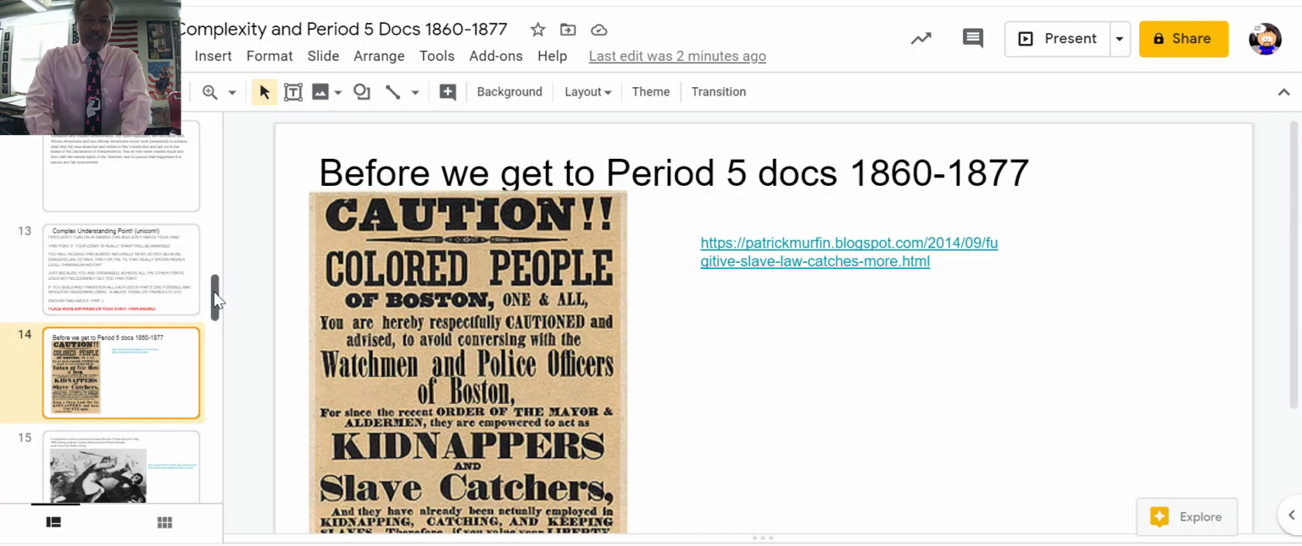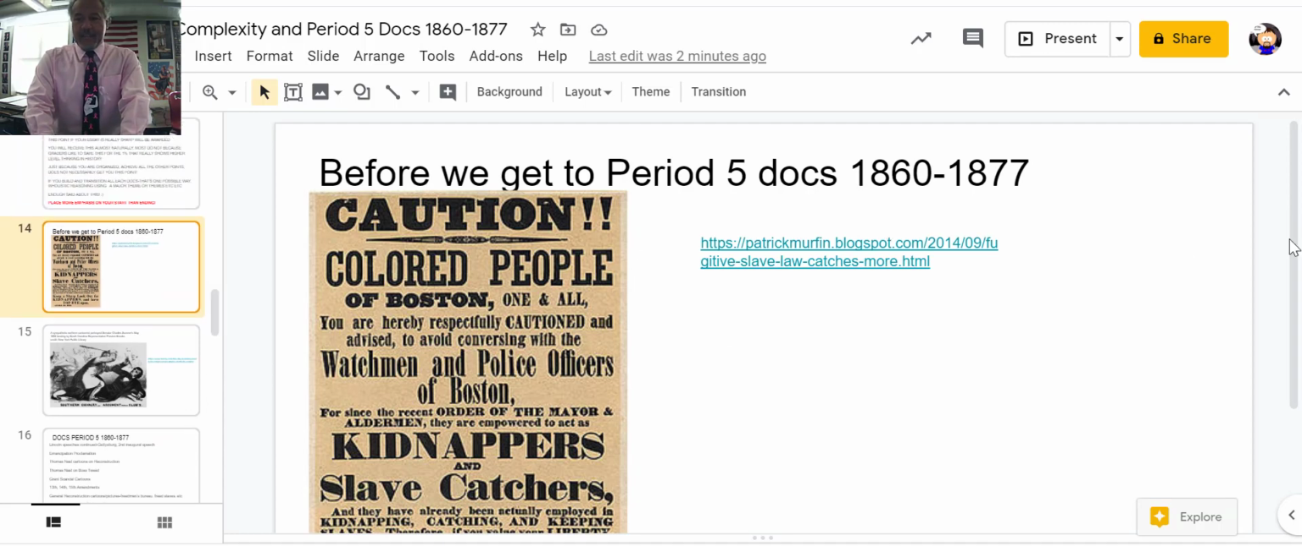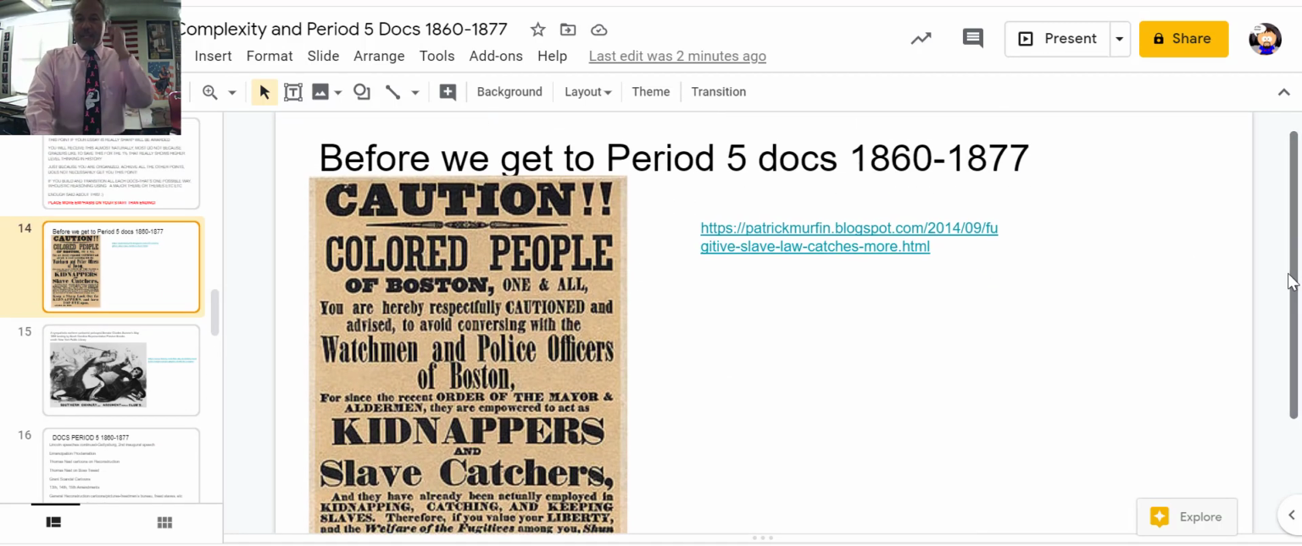Now, before we get started, probably a couple of documents that should have been talked about yesterday were these two common ones.